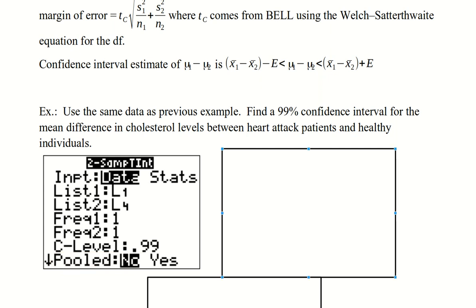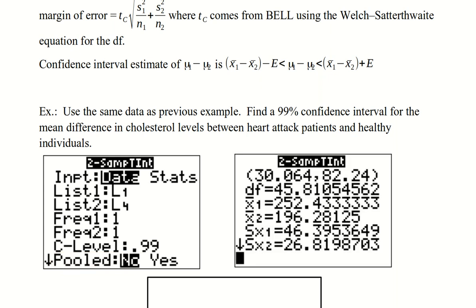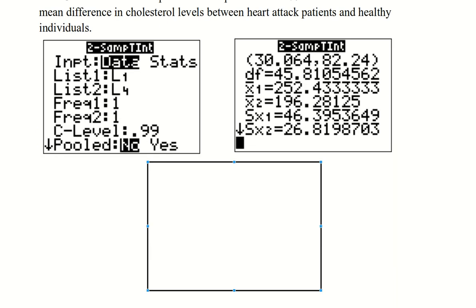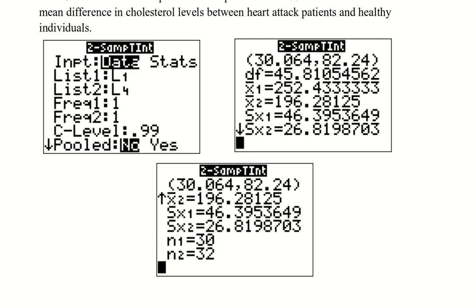And not long after that, we get our confidence interval. And there it is, 30.064 to 82.24. And then the degrees of freedom and the means of the two samples, the standard deviations of the two samples. And there's more. That downward pointing arrow tells me that I've also got my two n's.